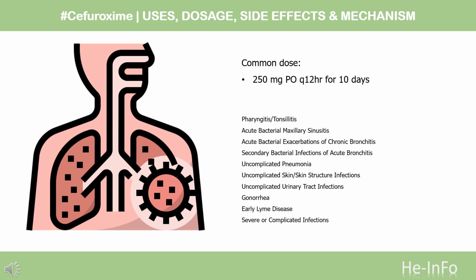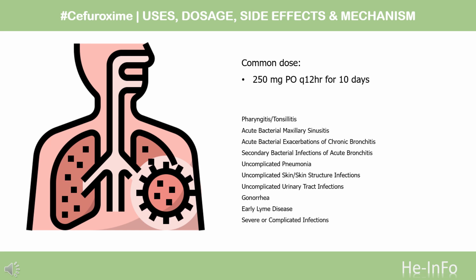Uncomplicated urinary tract infections: 125 to 250 mg PO Q12HR for 7 to 10 days, or 750 mg IV/IM Q8HR, switch to oral therapy as soon as clinically possible.